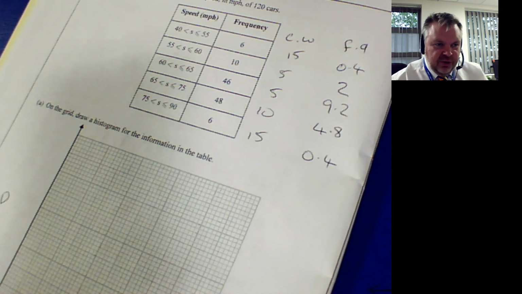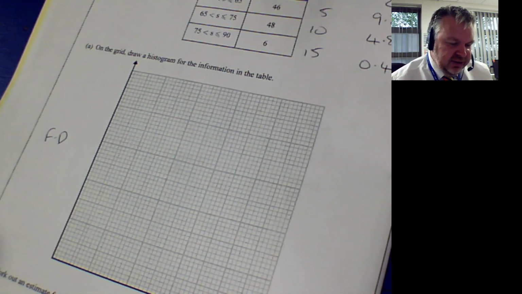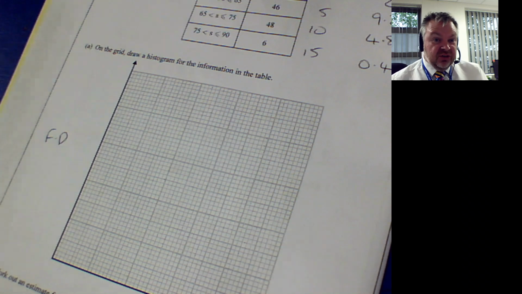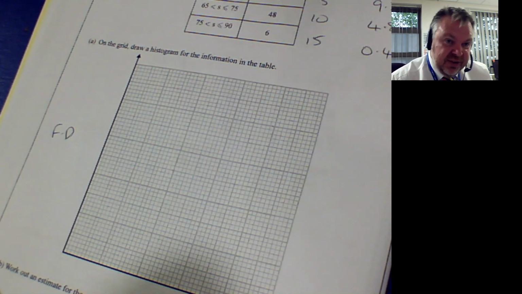What's a histogram, can I do it with my calculator? Well, you can use your calculator to help. You can't actually do it on your calculator. A histogram's a bar chart. All it is, it's a fancy name for a bar chart, but it's quite a specific sort of bar chart.